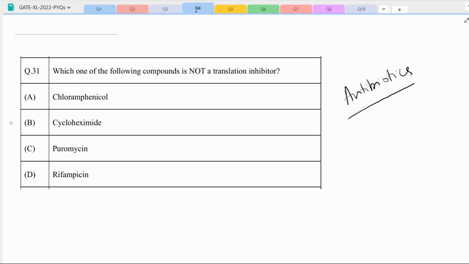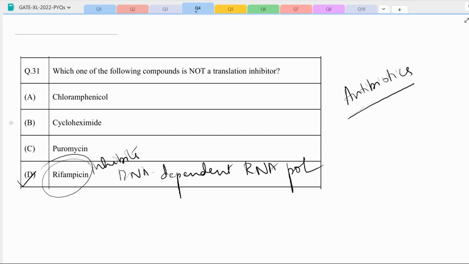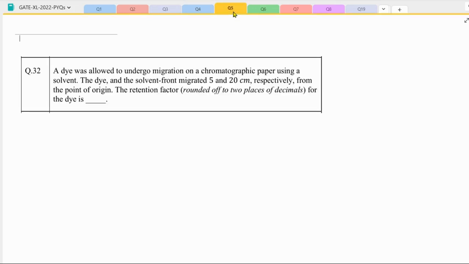So here the correct answer is rifampicin, because it mainly inhibits the DNA dependent RNA polymerase, especially by binding to the beta subunit of the RNA polymerase. So the correct answer here is rifampicin, because it doesn't inhibit translation but rather the transcription process. Moving on to the next question.